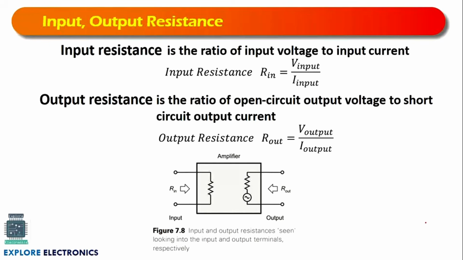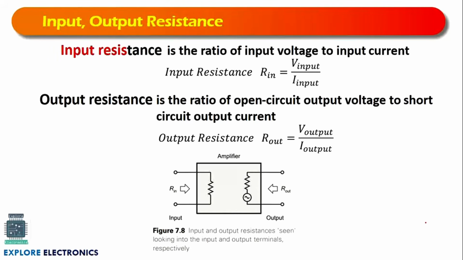Then we have another parameter we need to look at, that is input resistance and output resistance. Input resistance is the ratio of voltage at the input to the current at the input. V divided by I is the expression for R. We can use the same formula here to get the input resistance: Rin is equal to Vin divided by Iin.